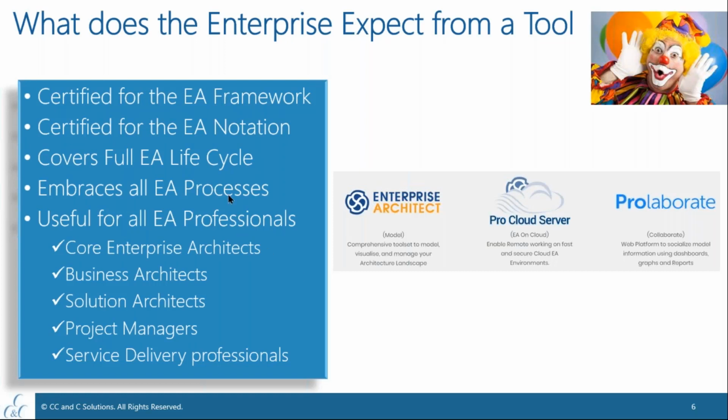It embraces all EA processes. I mentioned these 4 processes of evolution, change management, governance, and measurement, metrics. It embraces all the 4 processes. It's useful for all EA professionals, not just the core enterprise architects, but business architects, solution architects, project managers, service delivery professionals. Those functions which are adjacent to the enterprise architecture function can use it, because enterprise architecture is a collaborative exercise, and the more they use the same tool, same repository, same notation, the better collaboration they get. So that's what's expected from a tool.